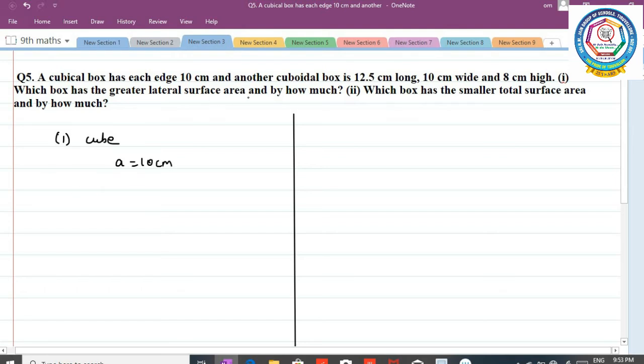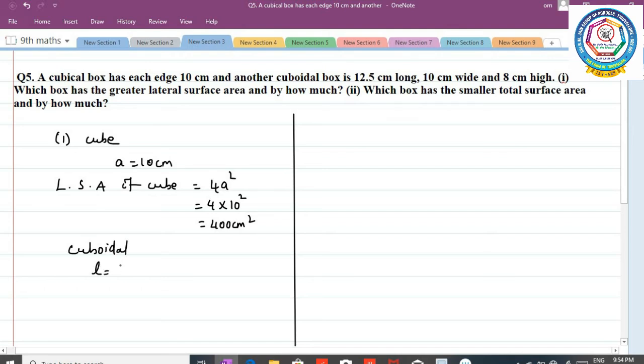Lateral surface area of cube. LSA, lateral surface area of cube equal to, we know that formula 4a square. Then 4 into a is 10, so 10 square. 10 square is 100. 100 into 4, 400 centimeter square. Next we have to find out lateral surface area of cuboid. So before that we have to write what is the length, breadth, height of that cuboid.